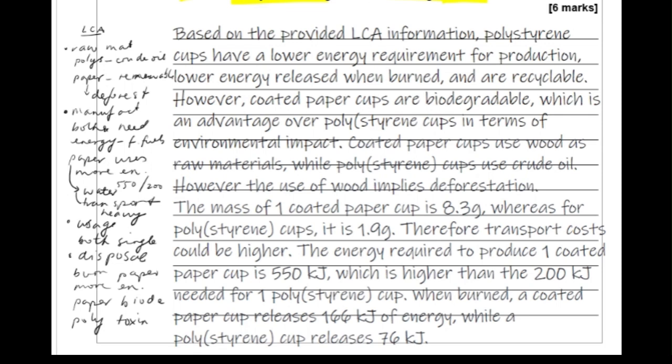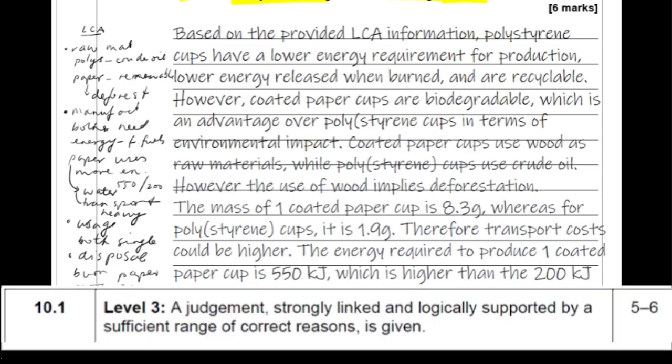Based on the provided LCA information, polystyrene cups have a lower energy requirement for production, lower energy release when burned, and are recyclable. However, coated paper cups are biodegradable, which is an advantage over polystyrene in terms of environmental impact. Coated paper cups use wood as raw material, while polystyrene cups use crude oil. However, the use of wood implies deforestation. The mass of one coated paper cup is 8.3 grams, whereas for polystyrene it is 1.9 grams. Therefore, transport costs could be higher.